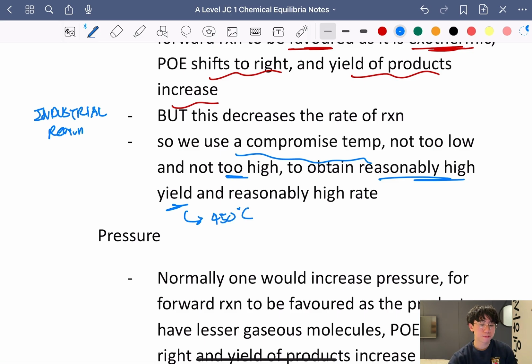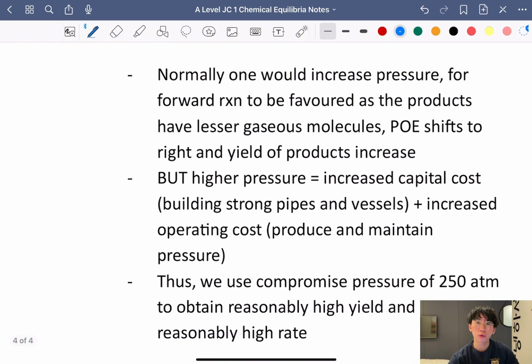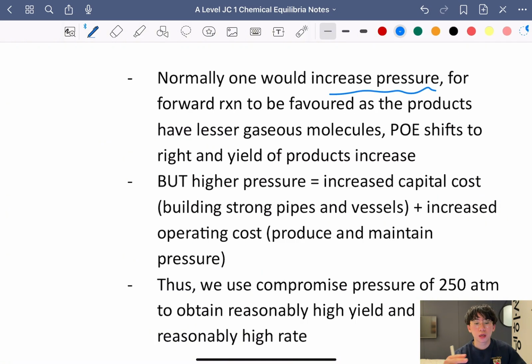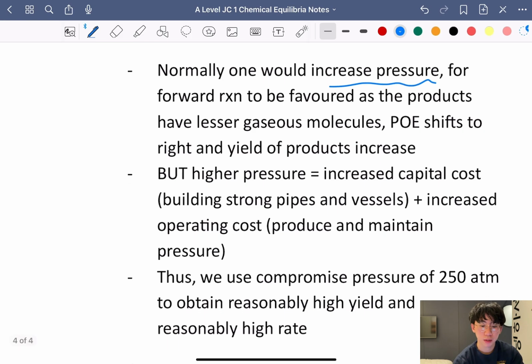Next up is pressure. So for pressure, normally one would increase the pressure as well. Because if you look at this equation, the side with lower gaseous molecules is the right side. So why would I want to increase pressure? Increasing pressure would favor my forward reaction because it is the side with the lesser gaseous molecules, and my position of equilibrium will shift to the right. And therefore my yield of my products will increase.